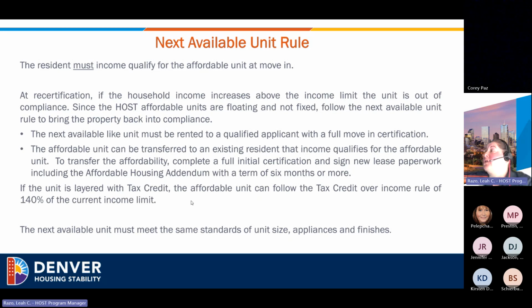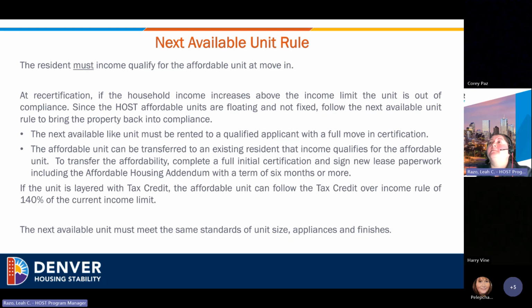Something that could help your property, and we know we have tons of properties that are also tax credit properties, LIHTC. LIHTC has rules that allow income up to 140% of the current income limit. So that could also help you, and that means you wouldn't have to worry about finding another unit that's available. Technically, as long as that unit stays within 140% of the current income limit, then that unit is not out of compliance. But again, that's if your property is also LIHTC.